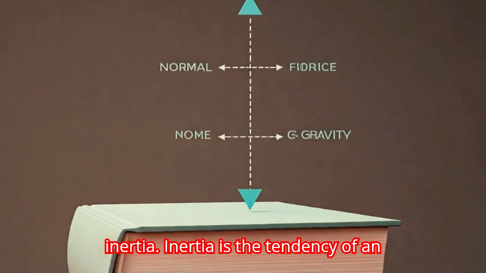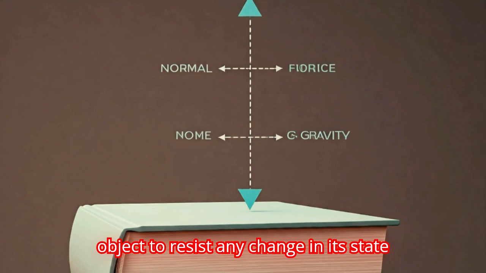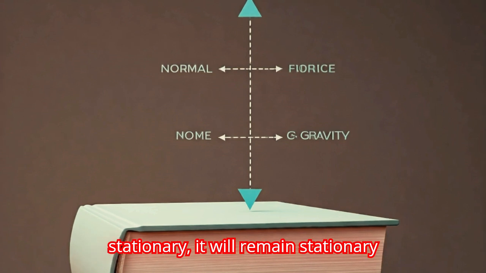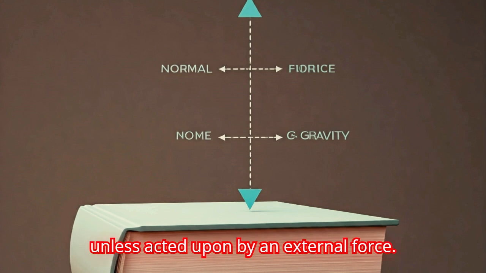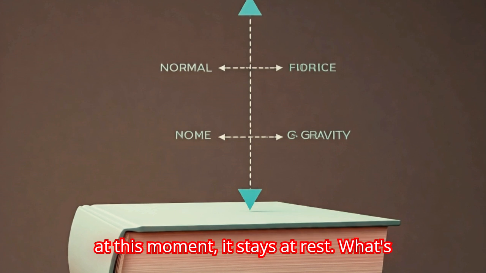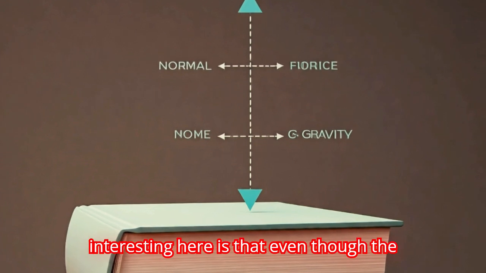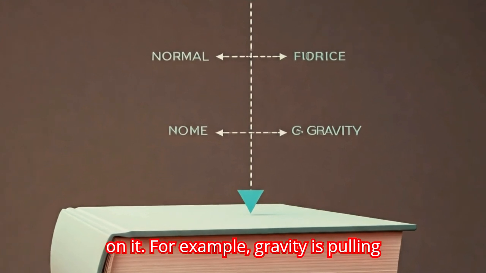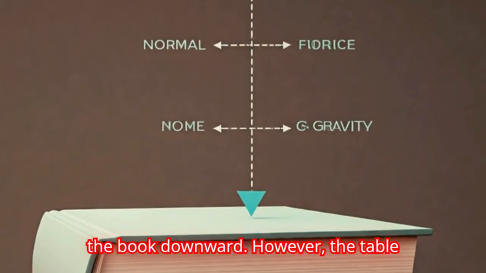Inertia is the tendency of an object to resist any change in its state of motion or rest. If the book is stationary, it will remain stationary unless acted upon by an external force. And since no force is being applied to it at this moment, it stays at rest. What's interesting here is that even though the book is at rest, forces are still acting on it. For example, gravity is pulling the book downward.